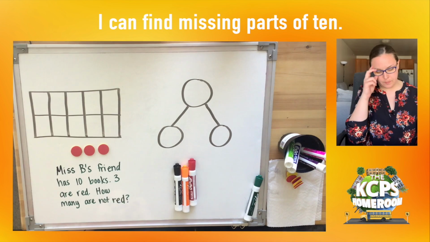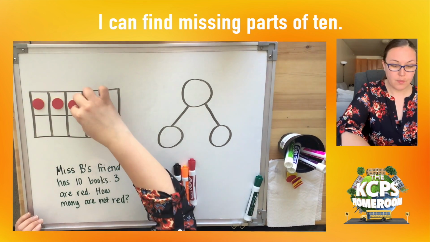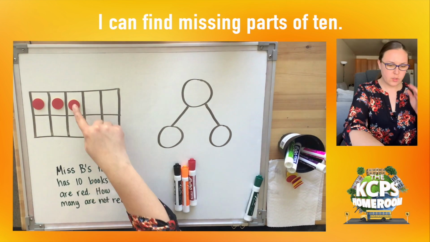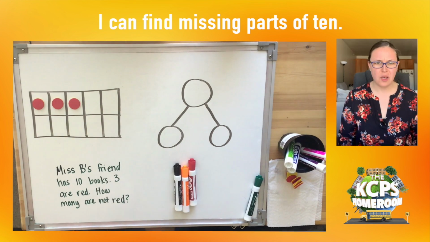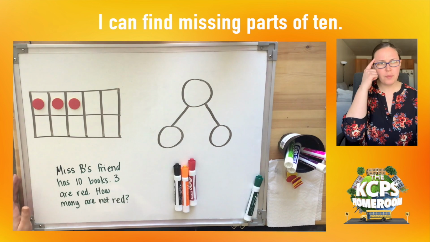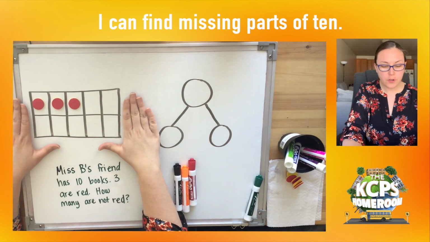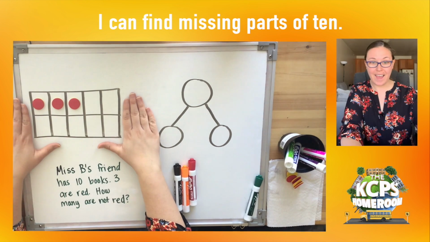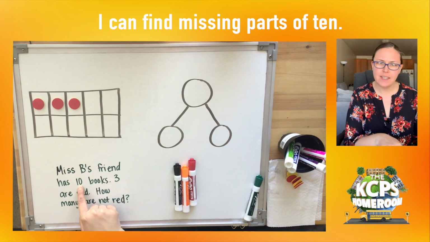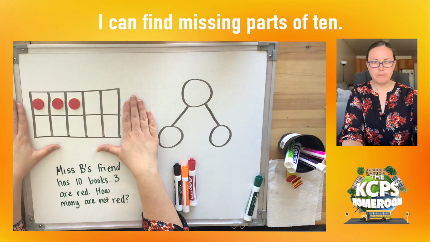Let's think about it. I know that I have 3 books, and I'm going to model that in my 10 frame, which we are already really good at. So I have 3 books. Can you tell me what the missing part is? Look at your 10 frame and remember everything we already know. Remember that if my 10 frame is full, I have 10. If Miss B's friend has 10, does that mean I can fill the 10 frame?